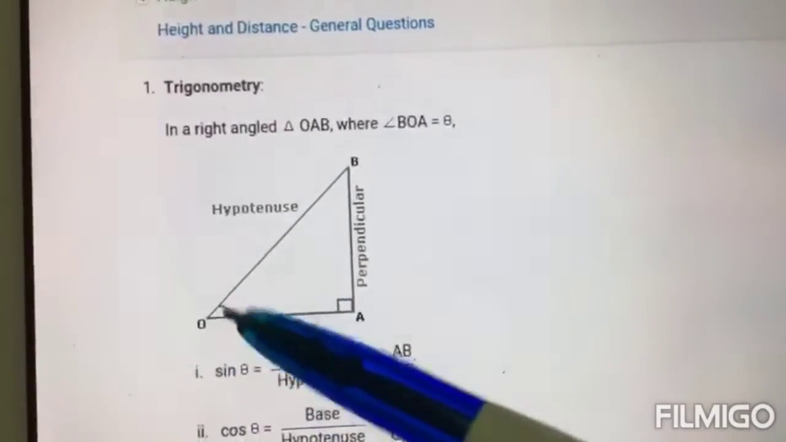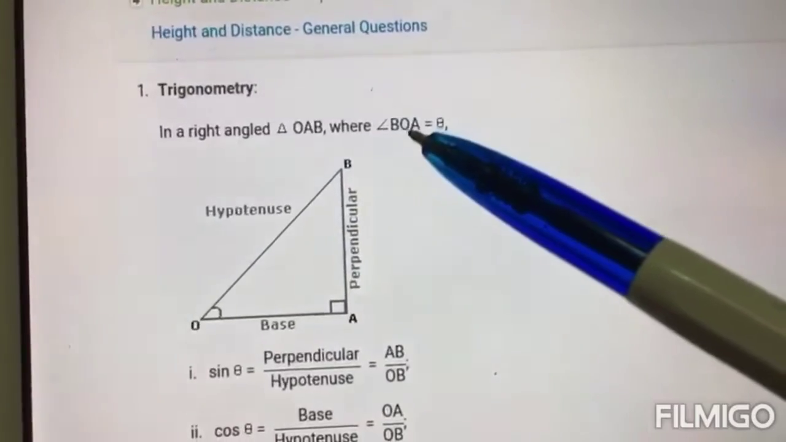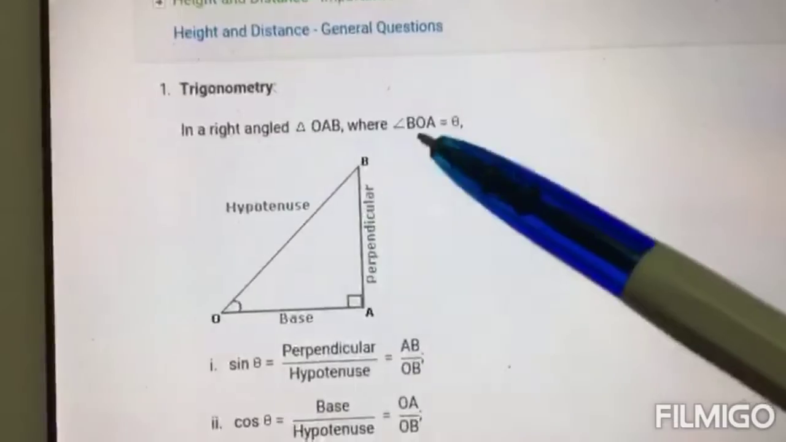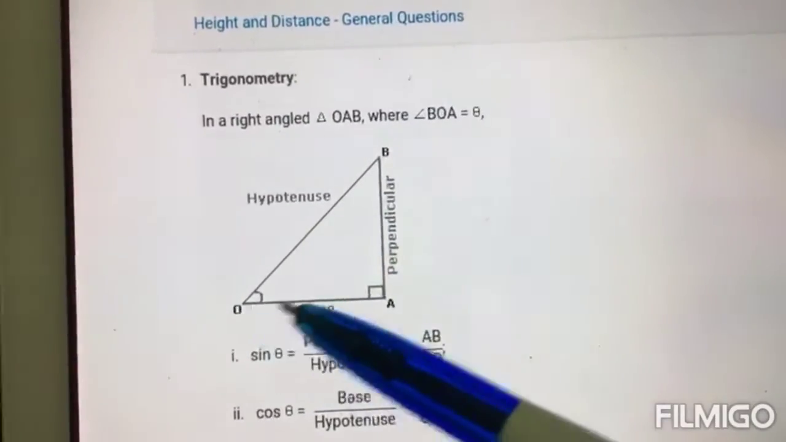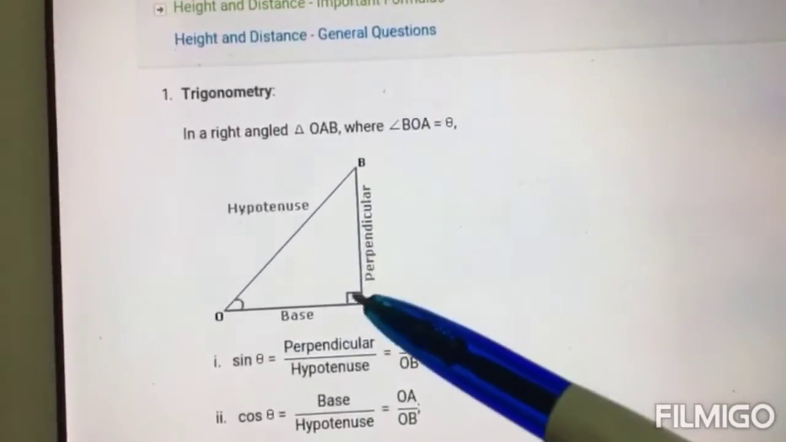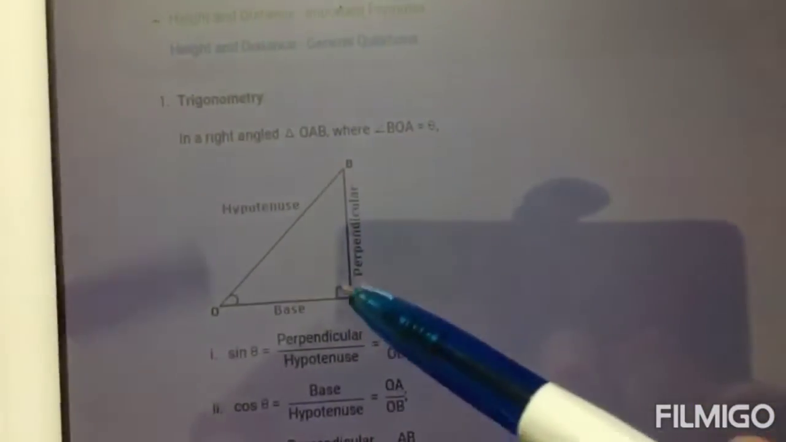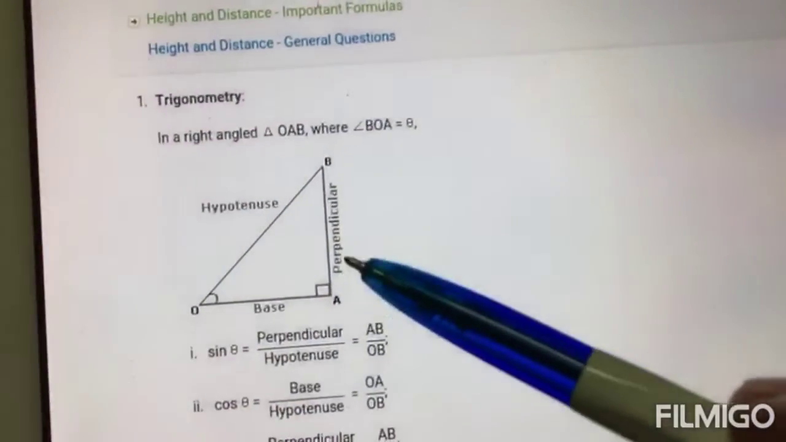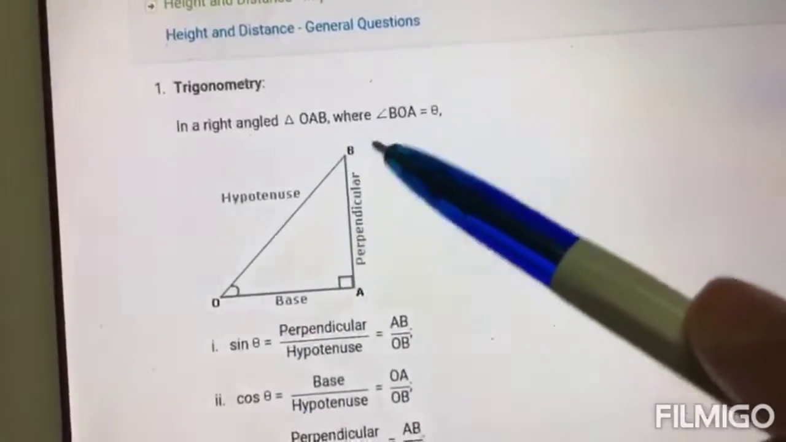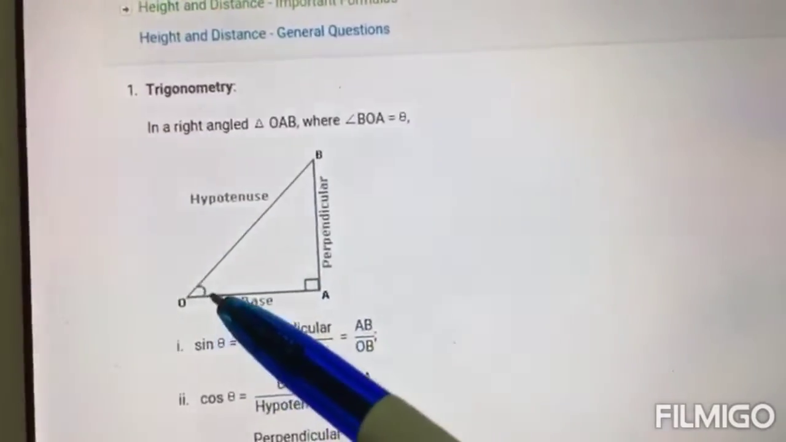Whenever we write it like this, the middle letter corresponds to the vertex or the point of the angle. So angle BOA means it is this angle. If I say OAB, then it is this angle. And OBA or ABO, it is this angle, that is here. So here we are saying that angle BOA is equal to theta.